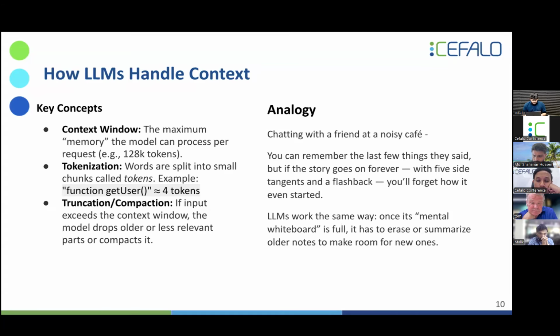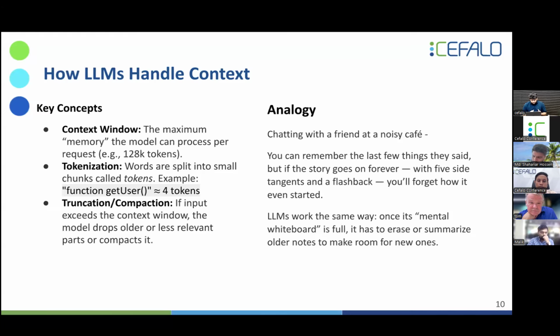Some models can process 128,000 tokens, some a million tokens, depending on the model. As I mentioned, each request you make to an LLM is stateless, and the input and output both contribute to this context window. If it's more than the context window, then it might actually give you an error.